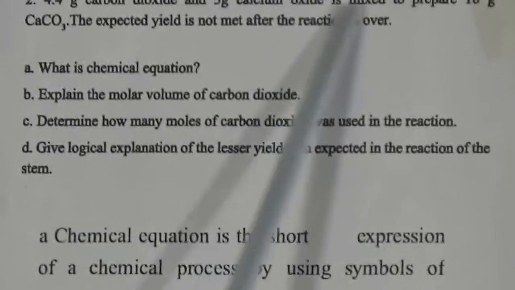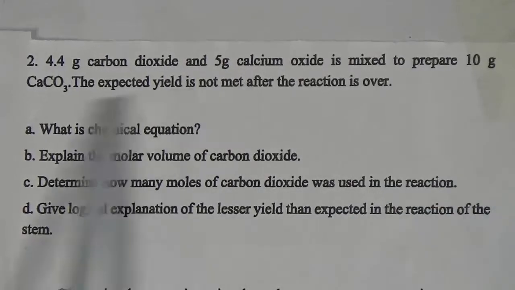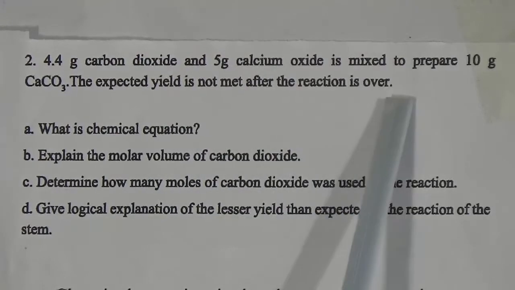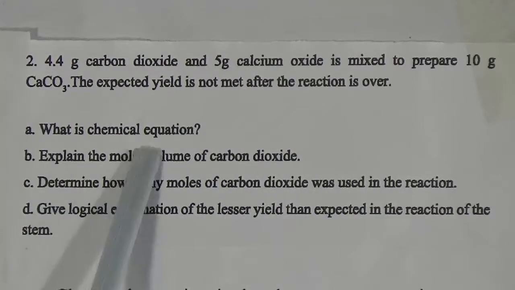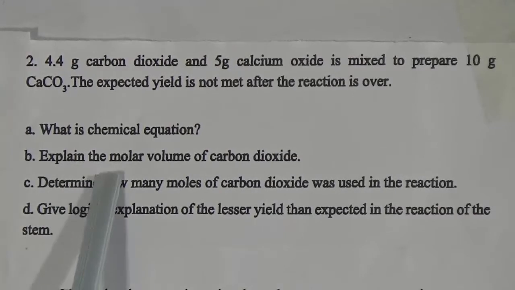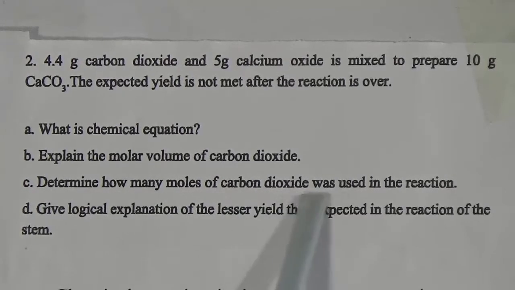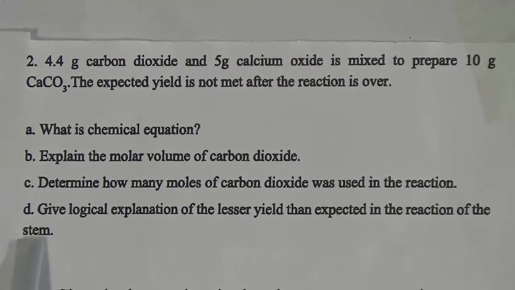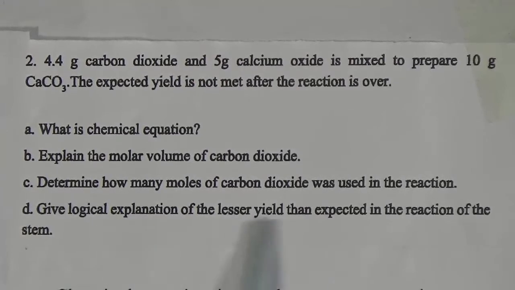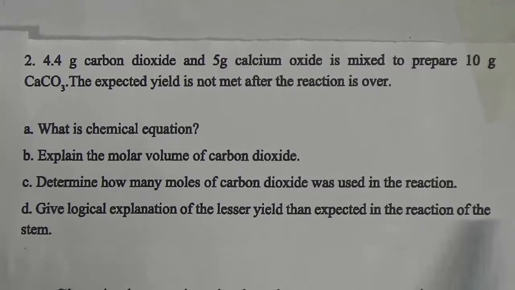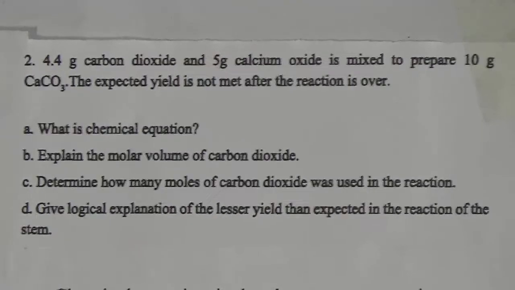So come to the next question. 4.4 gram of carbon dioxide and 5 gram calcium oxide are mixed to prepare 10 gram calcium carbonate. The expected yield is not met after the reaction is over. The first question: what is a chemical equation? Second question: explain the molar volume of carbon dioxide and determine how many moles of carbon dioxide were used in the reaction. And last one, give a logical explanation of the lesser yield than expected in the reaction of the stem.